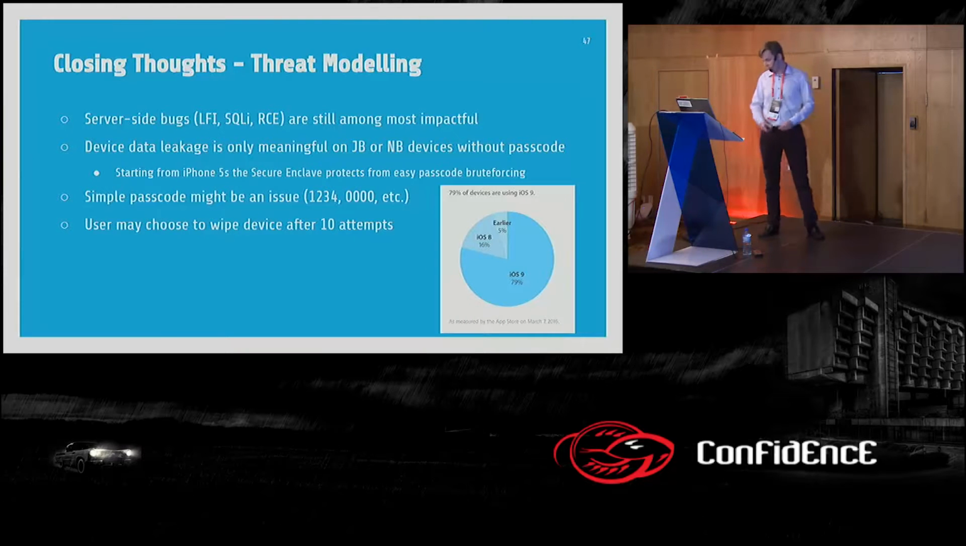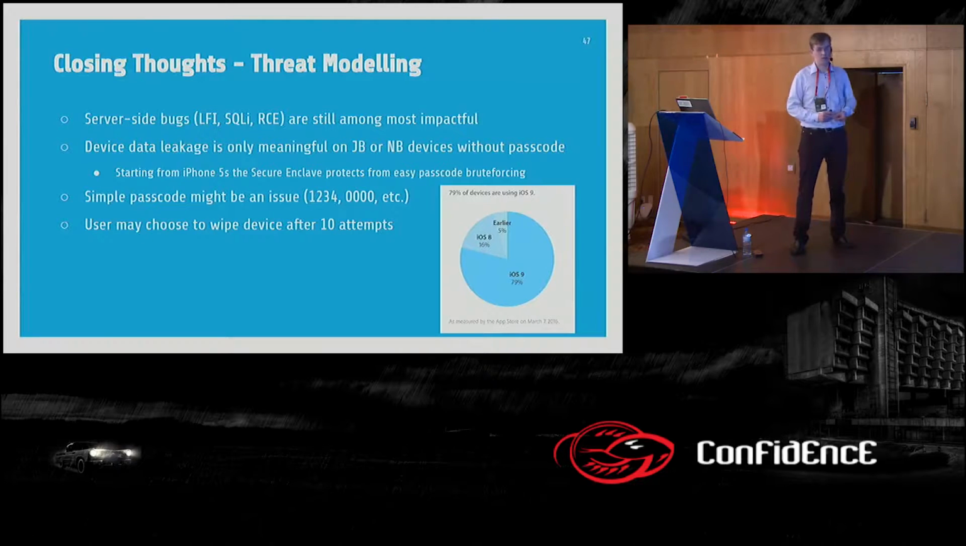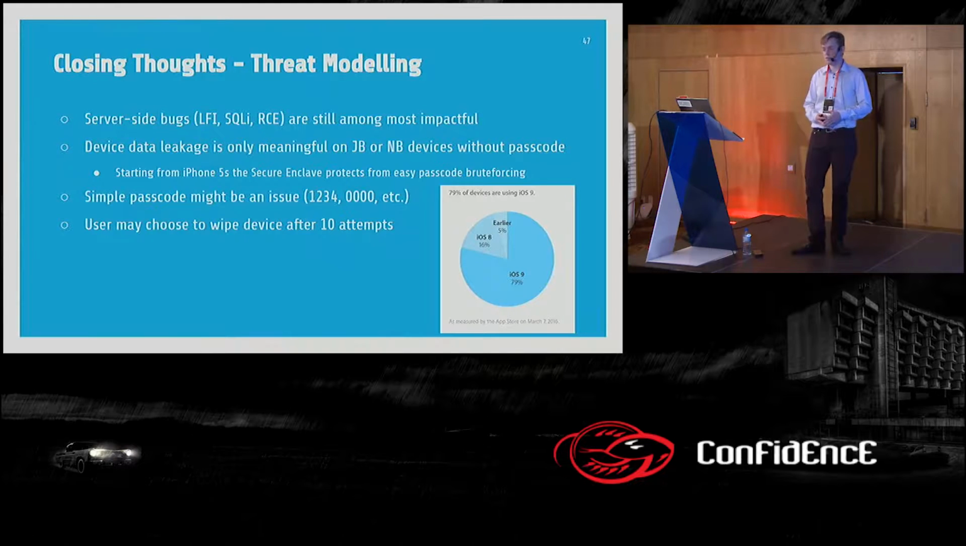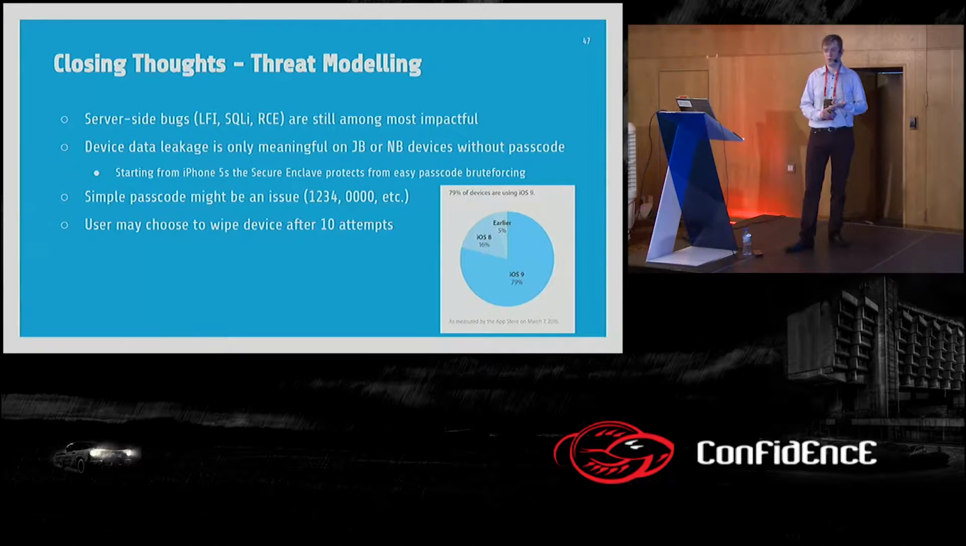Okay, and some closing thoughts from my side: server-side bugs are still the most impactful, because the platform as such is maturing. It uses encryption, it uses TPM, so there are fewer and fewer scenarios for getting the data from the device itself. I'm not saying that it's impossible, but it's getting harder. The issue might be, for instance, when users choose weak passcodes like 1234 or four zeros, and it obviously happens. And a good practice is also to wipe the device after 10 attempts. Then you are even less lucky.